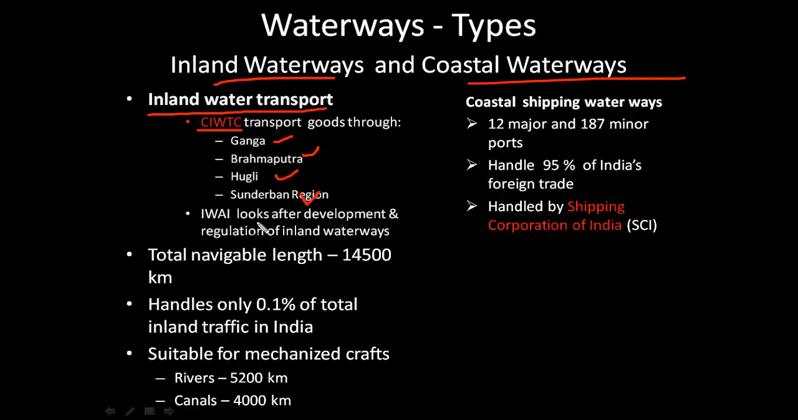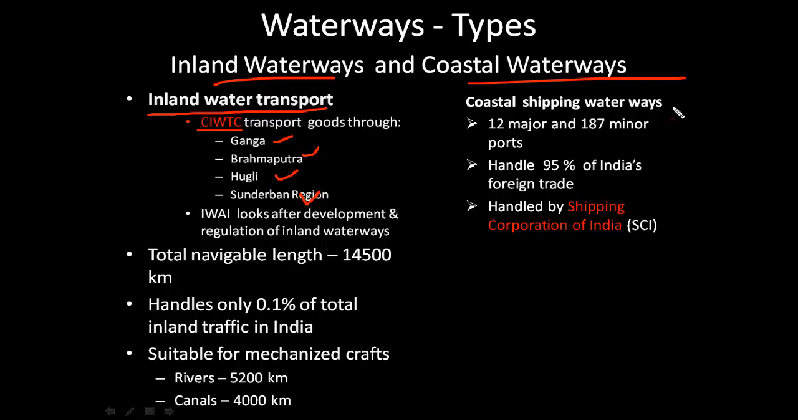IWAI looks after the development and regulation of inland waterways. It also takes care of maintenance. Full form is Inland Waterways Authority of India. Total navigable length is 14,500 kilometers, but it handles only 0.1% of total inland traffic in India. It is suitable for mechanized craft. Rivers are 5,200 km in length and canals cover 4,000 km in length.